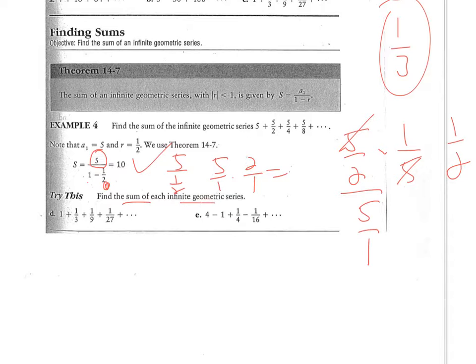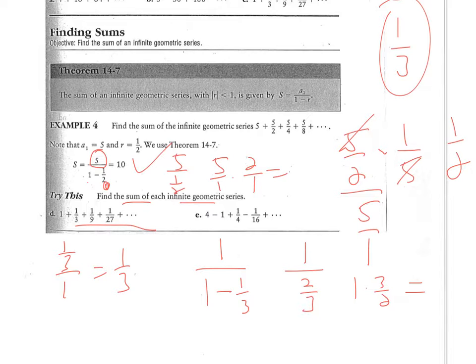So why don't you try these? Try finding the sum for these, if they exist. So the common ratio for D is going to be 1/3 divided by 1, which is 1/3, so it will converge. My first term is 1. Then I'm going to do 1 minus my common ratio. So 1 over 2/3, well, the reciprocal of 2/3, or 1 divided by 2/3 is the same as 1 times 3 over 2. That means this set of numbers, if you add it up to infinity, will be equal to 1.5 or 3/2.